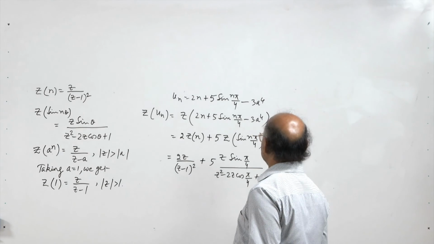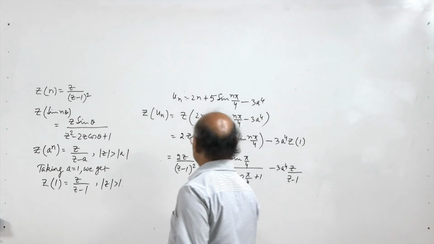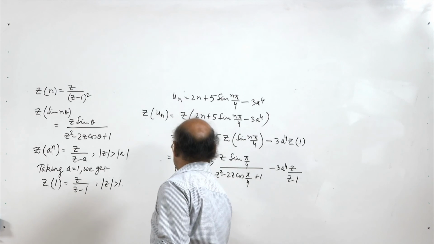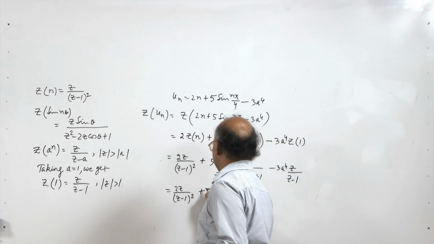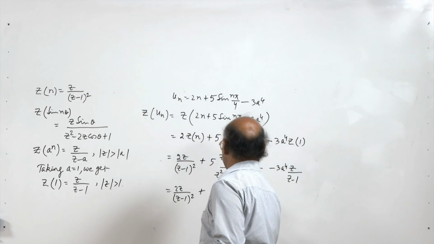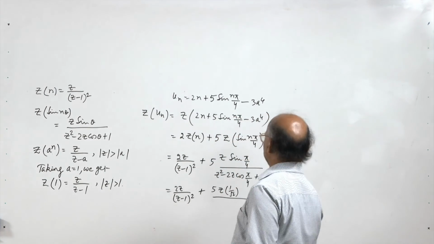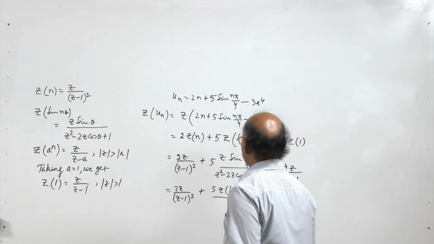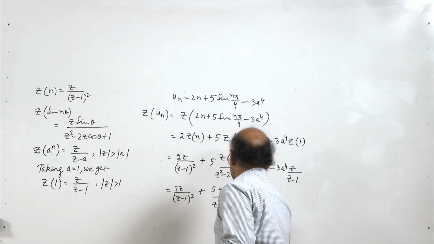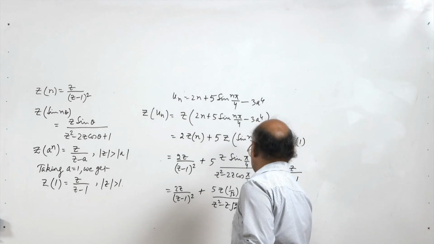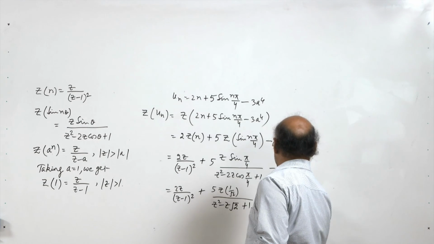Now let us recall that sin pi by 4 and cos pi by 4 are both equal to 1 by root 2. So we will have 2z divided by (z minus 1) whole square, and then we will have 5 times z into 1 by root 2, and this is 1 by root 2, so 2 over root 2 will be root 2. So z square minus z root 2 plus 1, and minus 3a to the power 4 times z over (z minus 1).